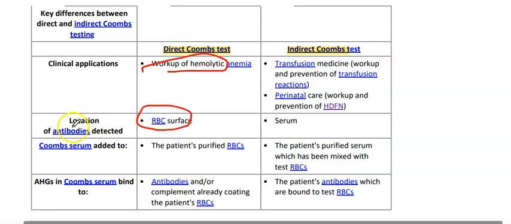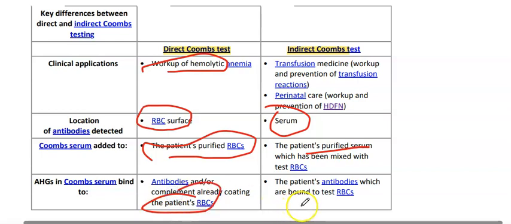Direct Coombs test detects the antibodies on the surface of RBC, while indirect detects the antibodies in the serum. Coombs serum is added to the patient's purified RBCs, while here it is added to the patient's purified serum. Anti-human globulin binds to antibodies and complement already coating the patient RBC, while here it binds to the patient antibodies which are bound to the test RBC. Here they bind to the patient RBC, while in indirect it binds to the test RBC, which can be coated with the complement or antibody if it is present in the patient serum.